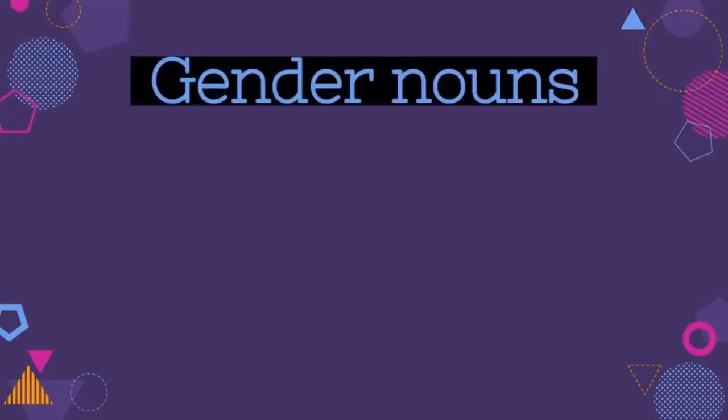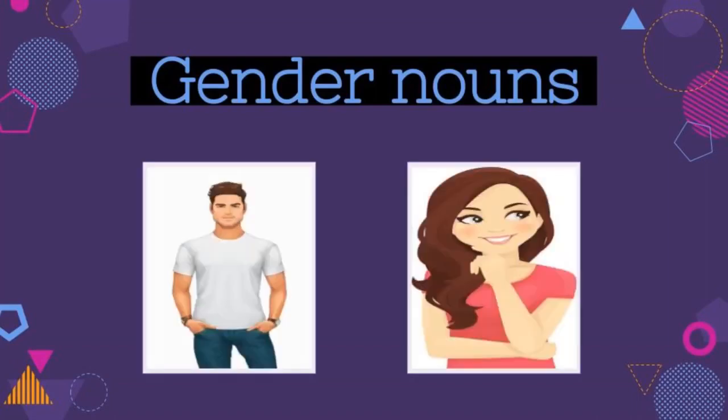Students, today's concept is gender nouns. What do you mean by gender? Gender means to show the difference between the male and the female. It is known as gender. Not only in human beings, but also we can see the difference between animals too.